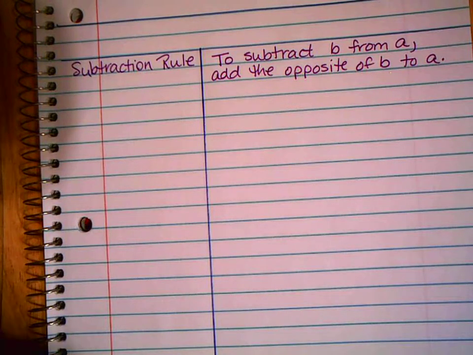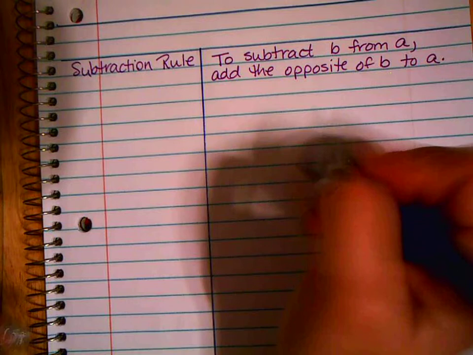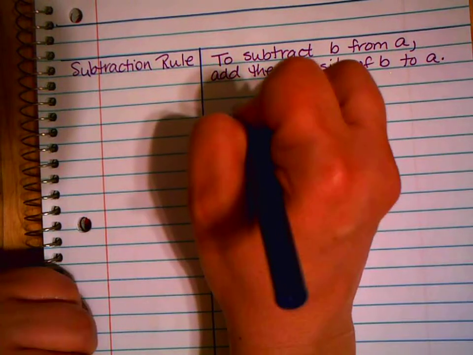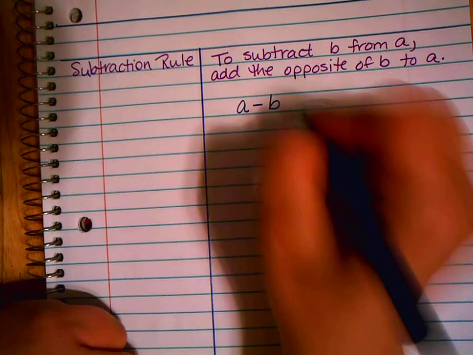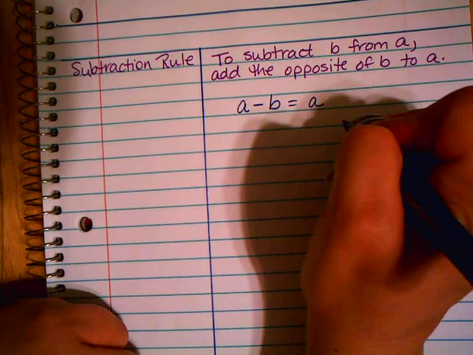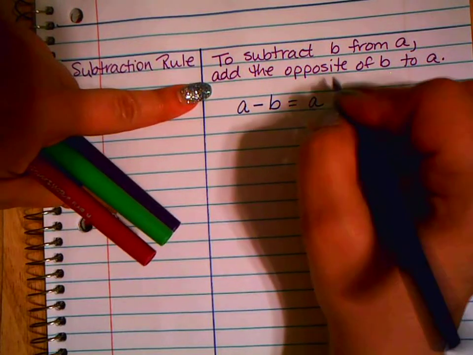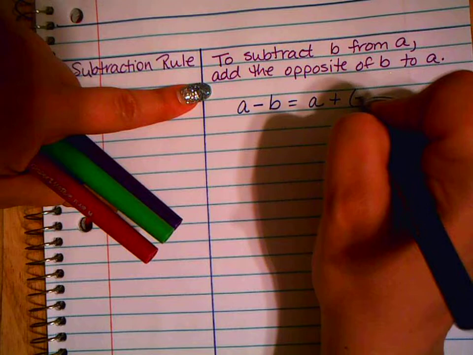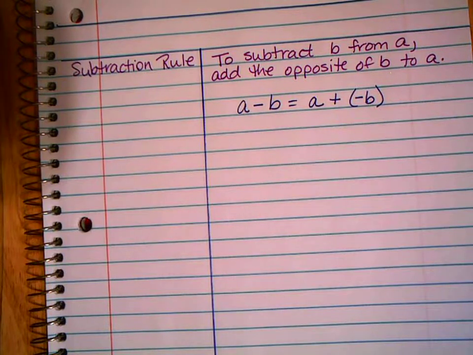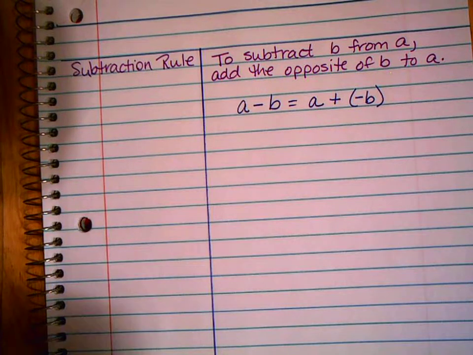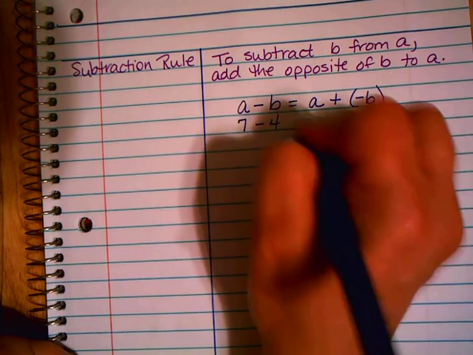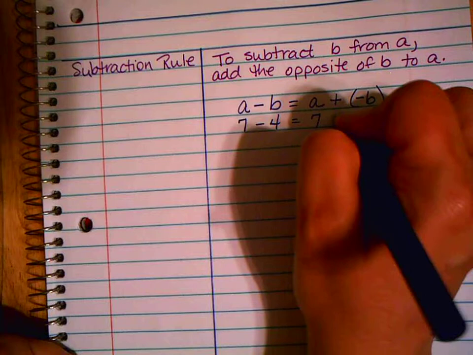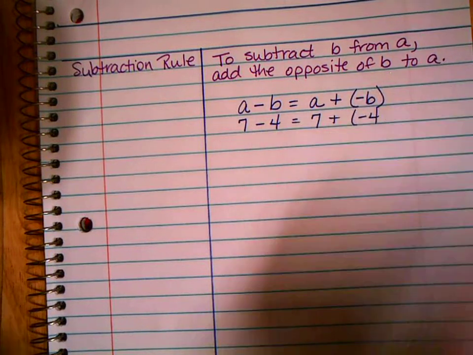And let me show you what that looks like. If I am subtracting B from A, then my problem is A minus B. And in order to work that, I'm going to keep A, then I'm going to do what this says. I'm going to add the opposite of B. Another way to do this with numbers would be, let's say, 7 minus 4 is really going to be 7 plus a negative 4.